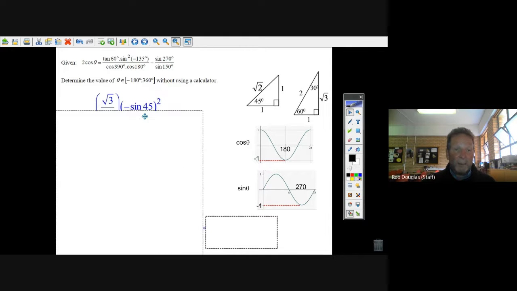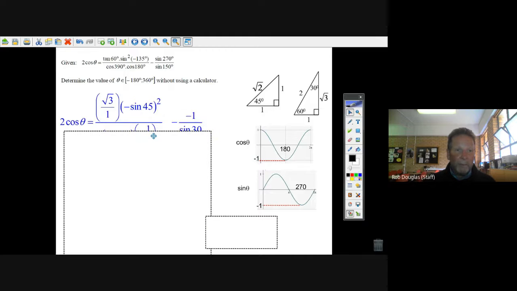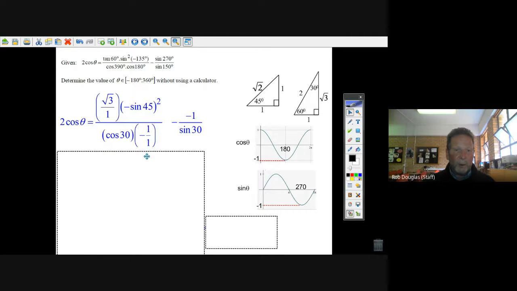Okay, let's try some of the other stuff here. Let's just go through all the things I was able to figure out. The first one, the tan of 60. I go to 60 degrees. It's root 3 over 1. I rub it out and put it in like that. That should be worth a mark.